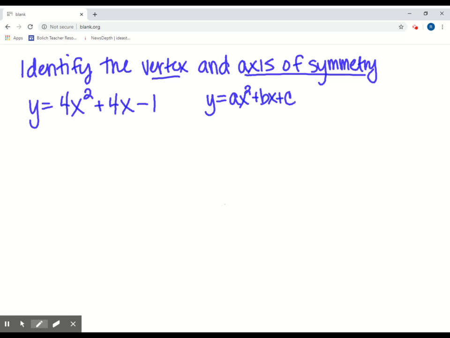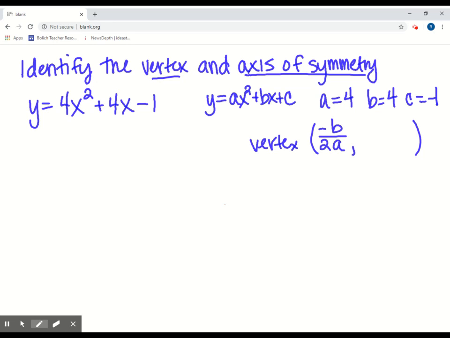So therefore, our value of a in our equation would be 4. The value of b is also 4. And the value of c is negative 1. So it's also important to remember that the vertex can be found very easily by knowing that the x-coordinate of the vertex is negative b over 2a. And to find the y-coordinate, you just plug in the x-coordinate that you find back into your equation.